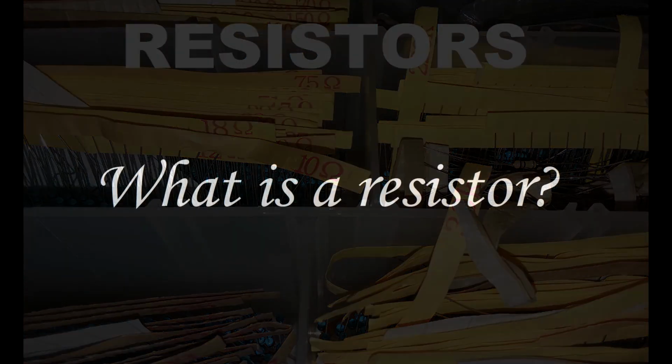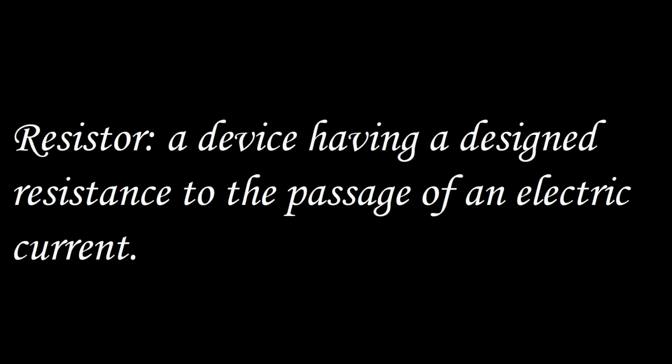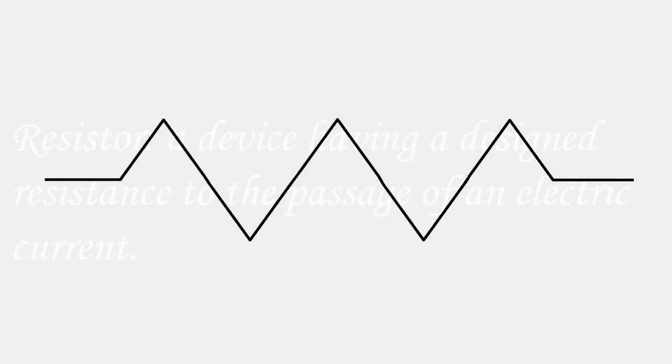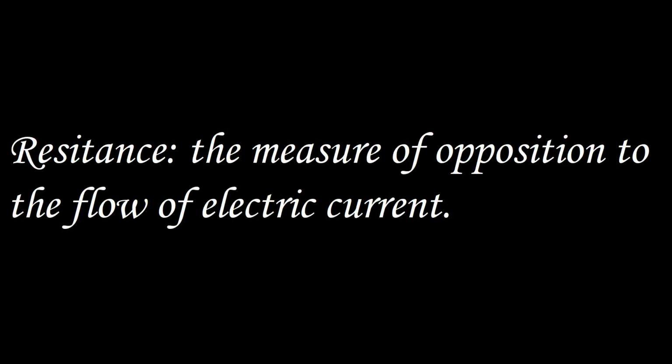First, we need to answer the question, what is a resistor? A resistor is a device having a designed resistance to the passage of an electric current. This is what a resistor looks like on a schematic. Resistance is the measure of opposition to the flow of electric current. Resistance is measured in ohms.